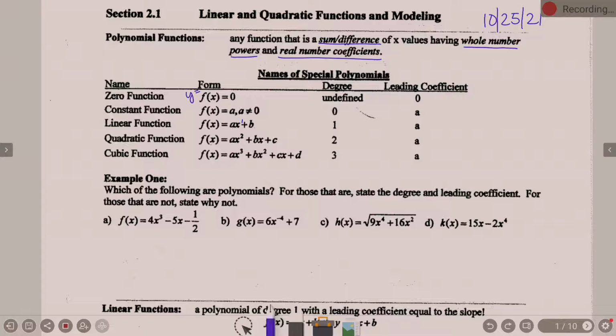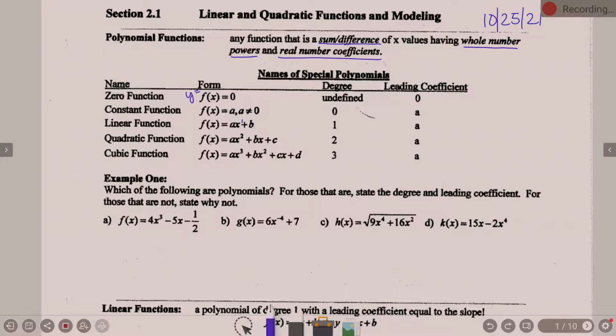The question will be, which of the following are polynomials? So in other words, are these polynomials? Are they not polynomials? In other words, do they meet that definition of a polynomial? And then for those that are, we're going to state the degree, leading coefficient, and then if they are not a polynomial, we're going to state why not.